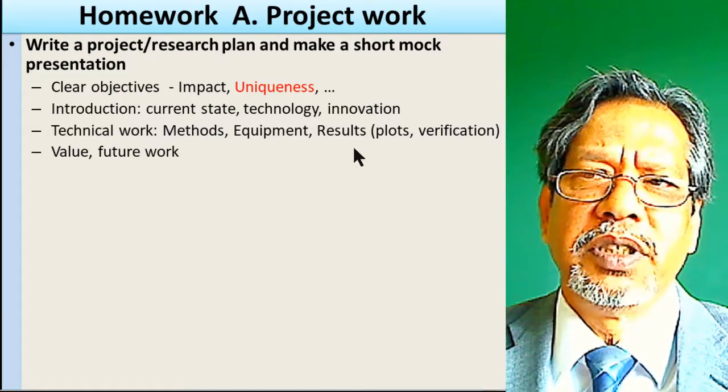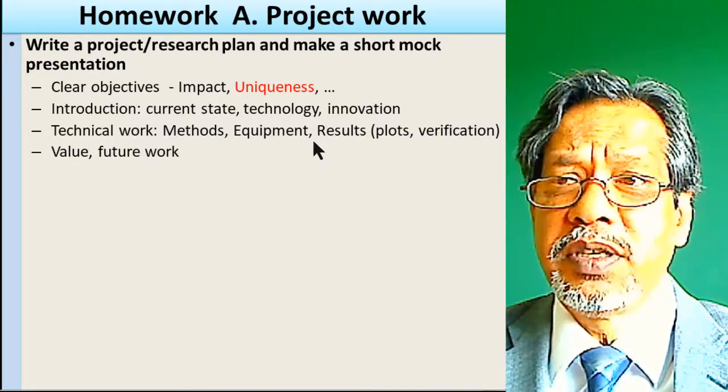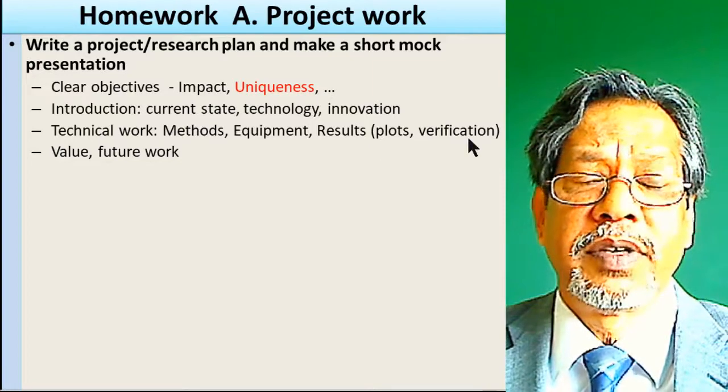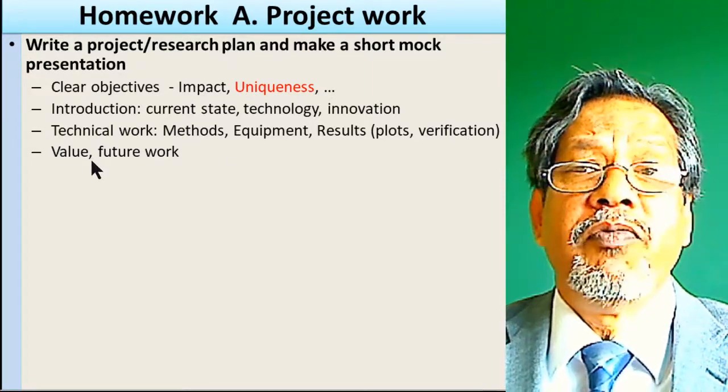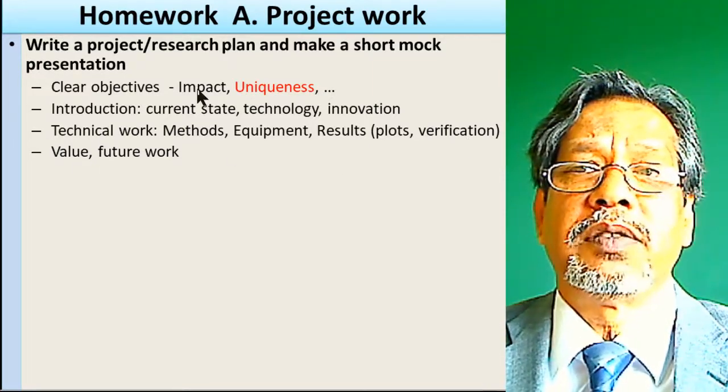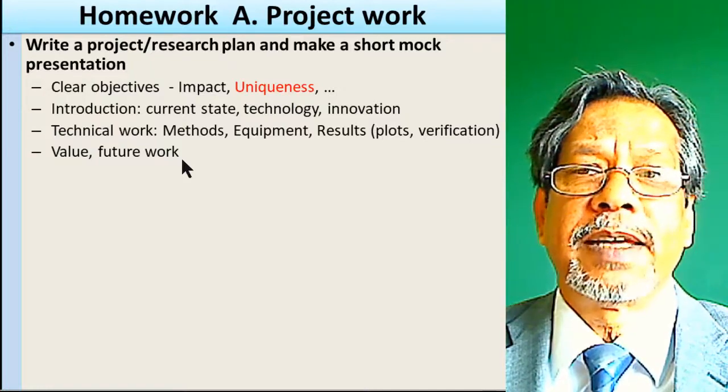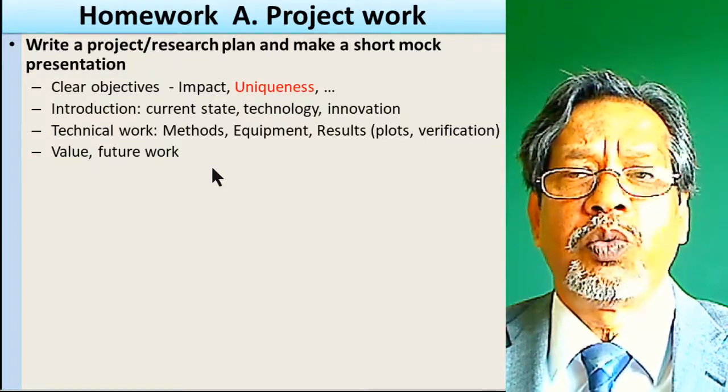Then technical work, the details that you have done, what kind of equipment you have used, your results, plots, and how you have verified it. Value, again, it comes back to this impact and uniqueness. Okay? Value and what kind of future work you are doing.